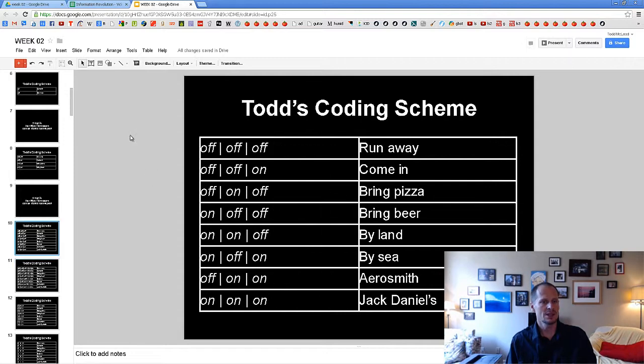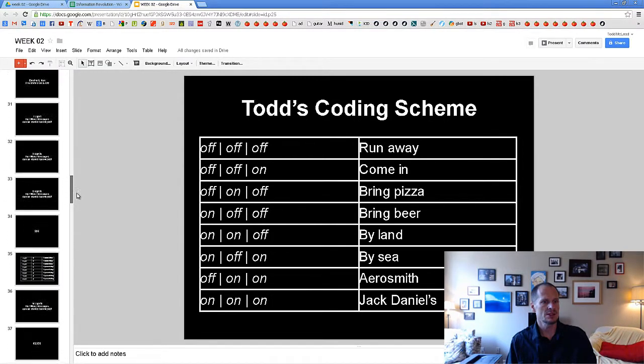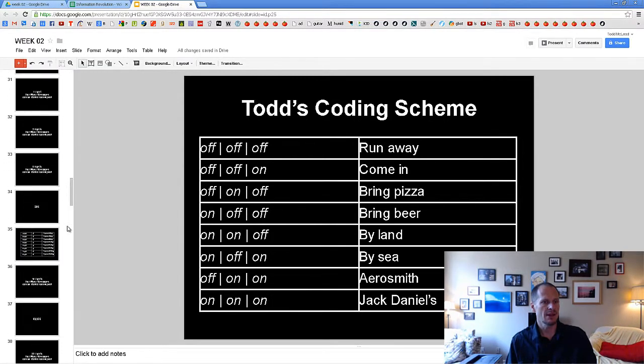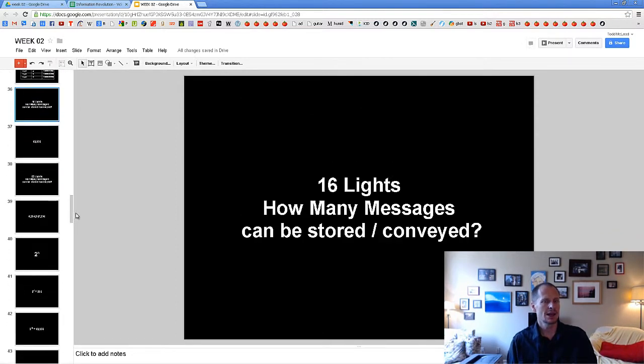messages, different coding schemes. So my question for you is how many would we be able to store if we have 16 lights? 16 lights. How many different messages could we be able to store? So that's the question. Pause the video and figure it out. Okay, I guess you paused the video.